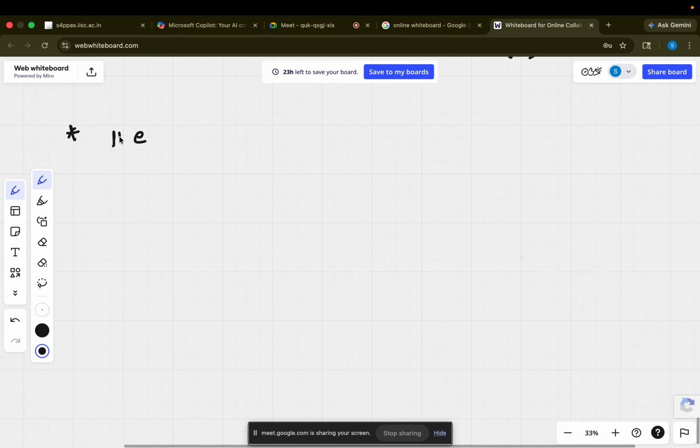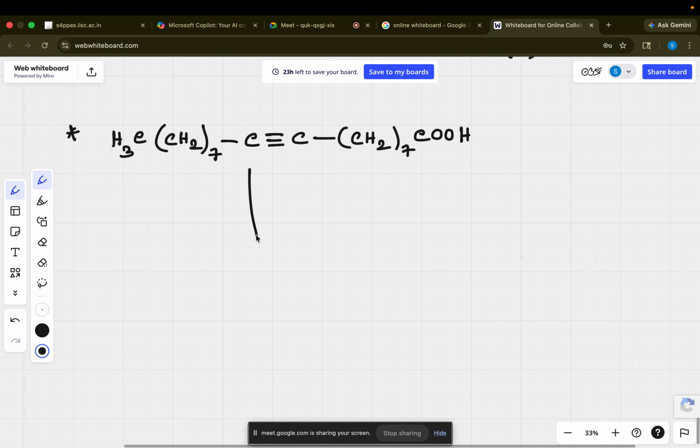So suppose I have this CH3, then CH2 whole 7, then you have this carbon-carbon triple bond, here you have also CH2 whole 7, COOH. Here I am using this reagent: hydrogen, palladium, calcium carbonate, quinoline. What will be the product? Cis alkene, sir. Cis alkene.